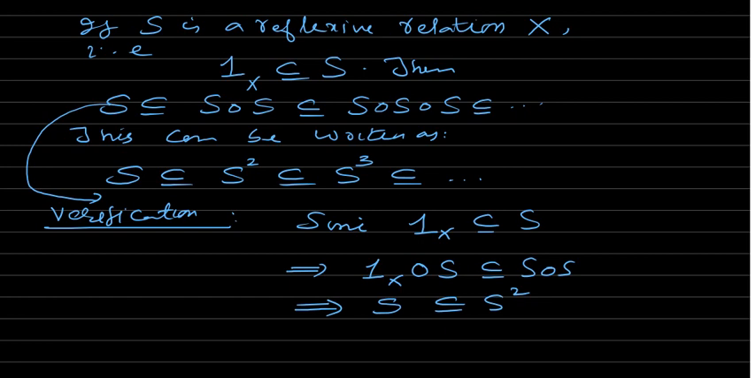Now after this you have to prove S square is a subset of S cube. Since this is true, apply S on both sides. S is a subset of S square. This implies S composition S is a subset of S square composition S, which implies S square is a subset of S cube, and so on and so forth.